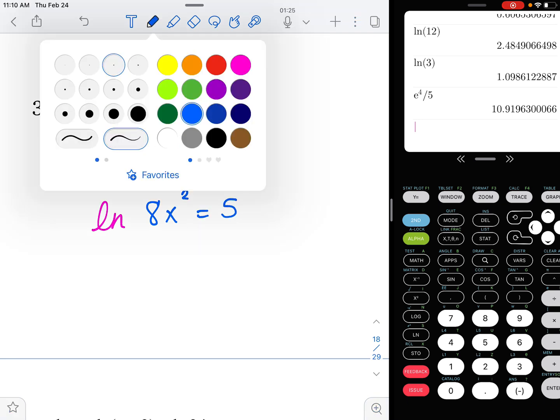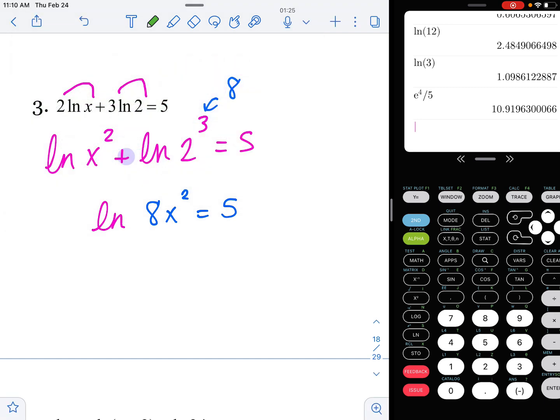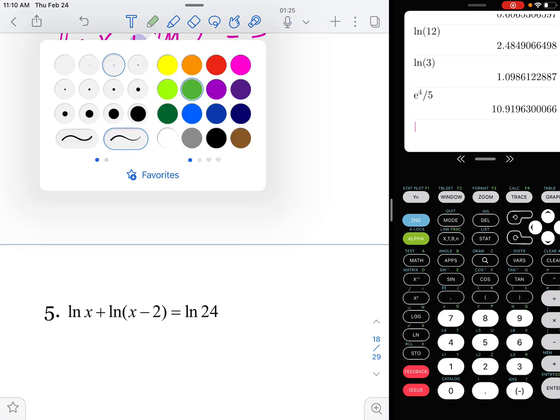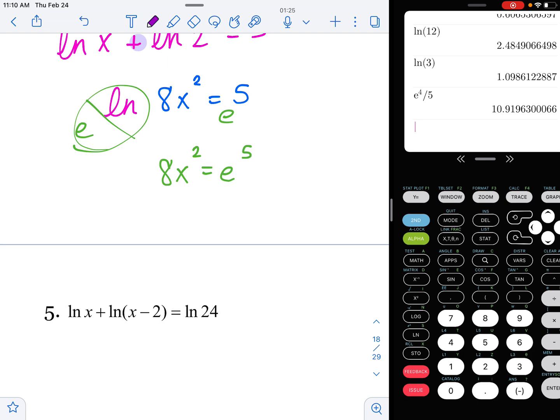And then since this problem is an ln problem, I can get rid of ln by doing its inverse, which is e. So I'm going to e both sides. And then this will cancel off, and we'll have 8x squared equals e to the 5th. And then from here, we want to finish solving for x. So this is like stuff you did first semester. We're going to divide both sides by 8, and then we get x squared equals e to the 5th divided by 8, and we are almost there.